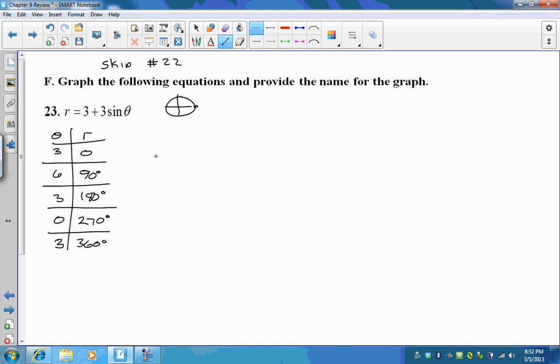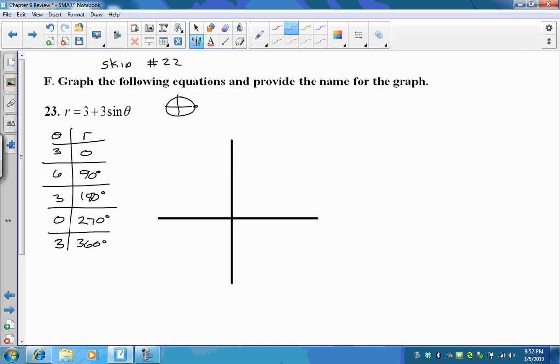Let's see, I'll just graph it centered. That's pretty close to centered. Let's graph those 4 points. 0 degrees, I need to get 3 units: 1, 2, 3. 90 degrees, I need to go 6: 1, 2, 3, 4, 5, 6. 180 degrees, I need to get 3 units: 1, 2, 3. And 270, I need to go 0 units, so I'll actually just stay at the origin. And then we finish back at that same point at 360 degrees.